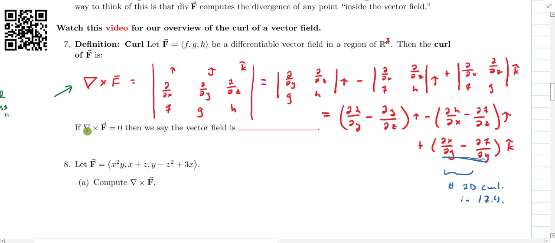One quick note: when the curl of the vector field is 0, oops, this is an error, folks. This should be the 0 vector. When the curl of a vector field is the 0 vector, then we say that the vector field is irrotational.